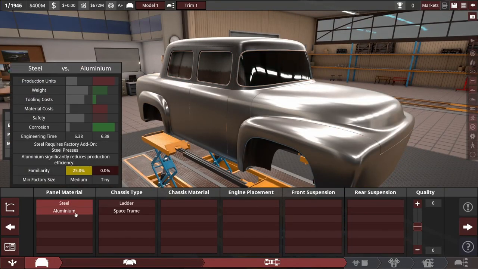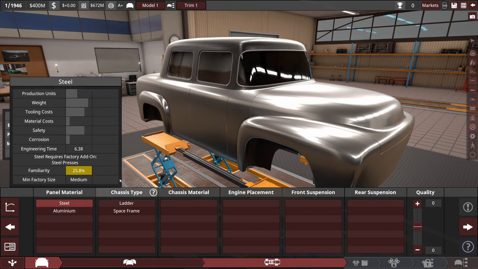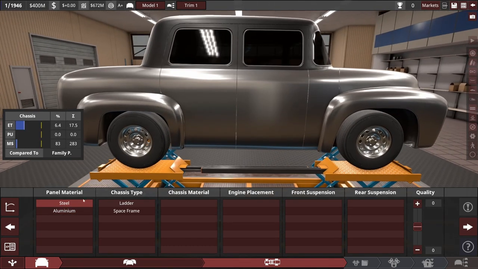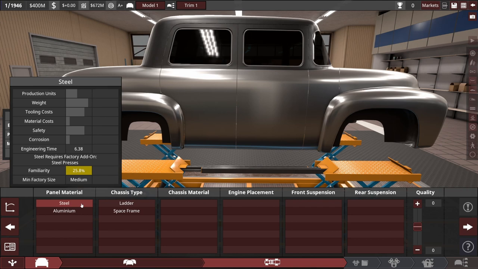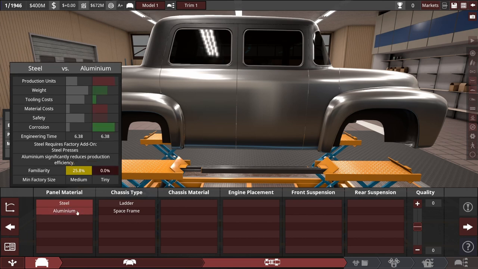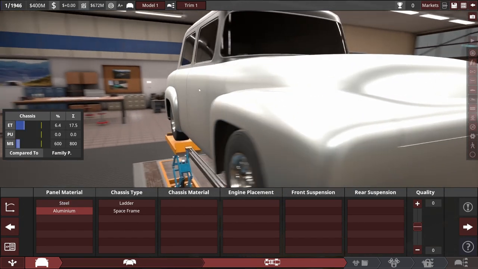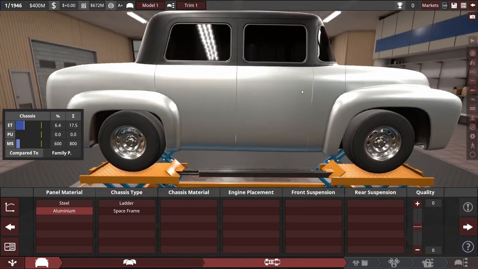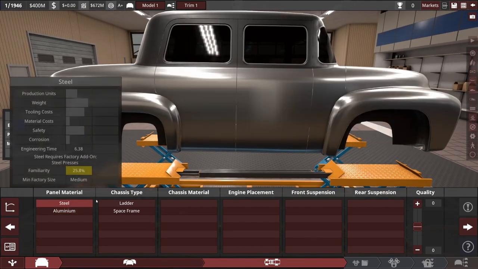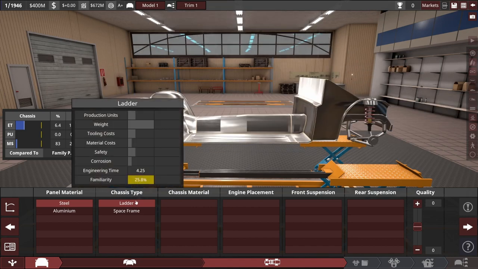So, steel or aluminum? This is a very important choice, the first choice you make for your car. Steel requires steel presses, and steel presses require a medium factory. It's a very big investment to start off with, but it will make your cars cheaper in the long run if you can make and sell enough. If you have a small factory, you're basically forced to make aluminum cars. And because that's a more expensive, nicer material, it kind of forces you into the upper markets, like luxury and grand touring and sports cars.